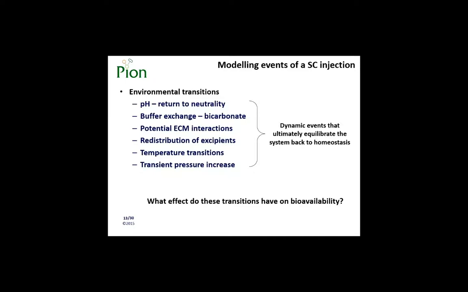When conceiving of SCISSOR, 6 environmental transitions were identified that an in vitro model of the subcutaneous space would need to simulate. These include pH and how the pH would return to homeostasis after exchange with a bicarbonate buffer, the potential interactions a biopharmaceutical molecule might experience with the various ECM components, and how the excipients will redistribute following injection.